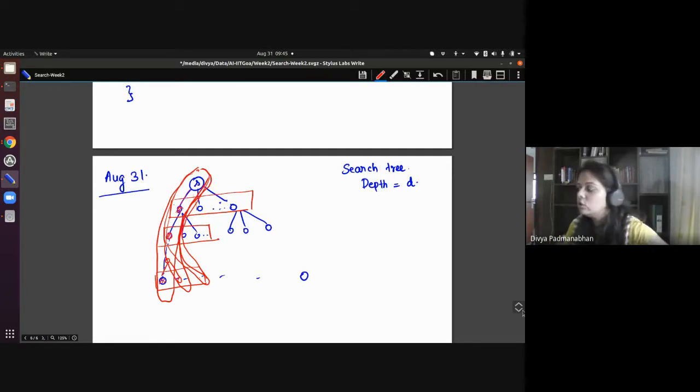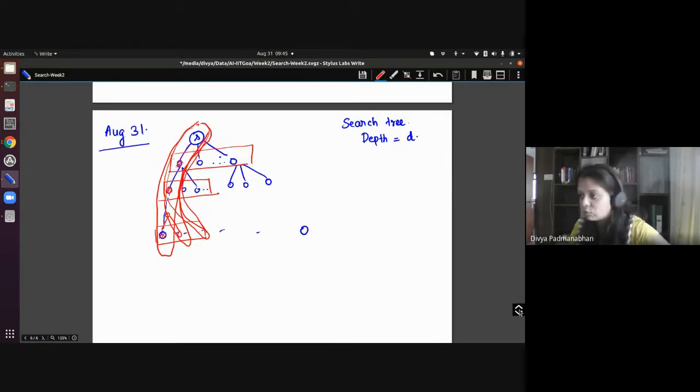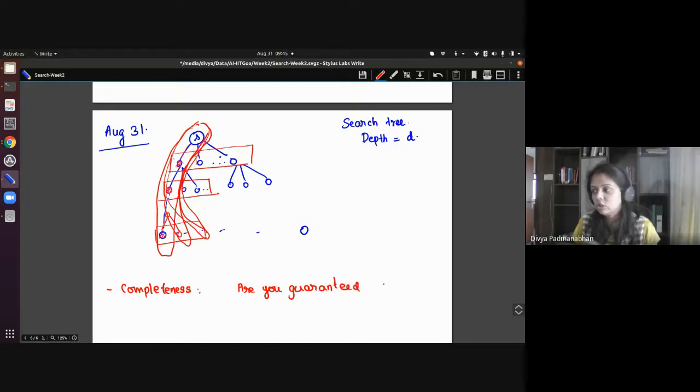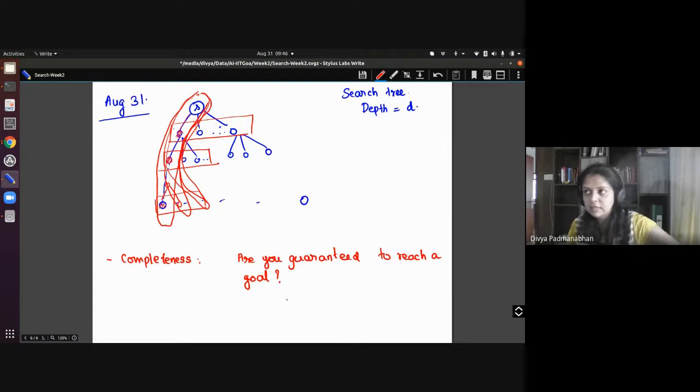Okay, so there are some things that we care about, some metrics. One thing is completeness of the algorithm. That means, are you guaranteed that you will reach a goal? Okay, so this is what it means to say whether an algorithm is complete. So what do you think? Is DFS guaranteed to give you a goal state?